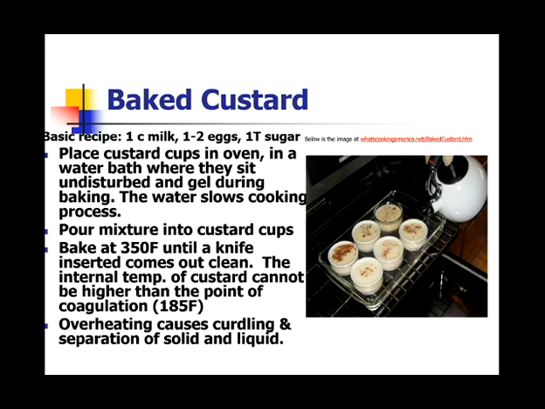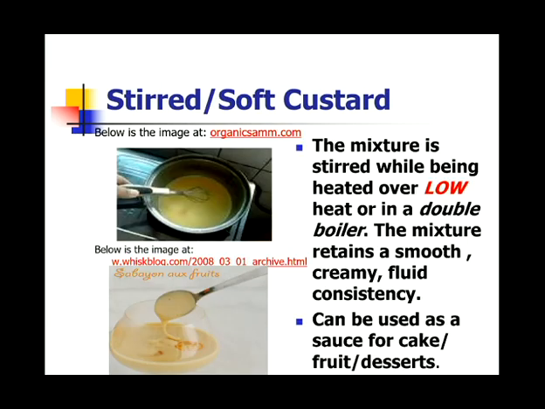The next is stirred custard. The same recipe. I mean, the same ingredients, but the methodology is a little different. You cook it on top of the double boiler, or on top of the stove is okay, but it has to be a very low flame. Never allow it to boil. You have to keep stirring with a wooden spoon. When it starts to coat it, then you know that it's beginning to get done. You're close to the final stage.